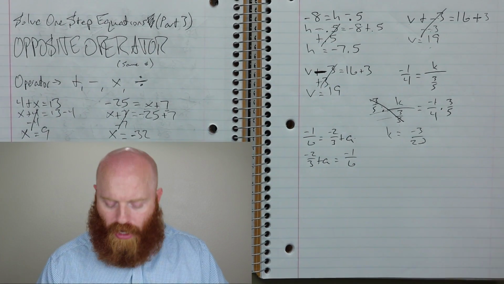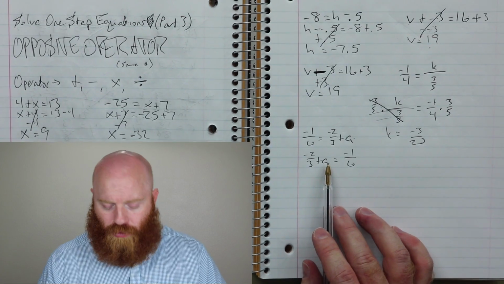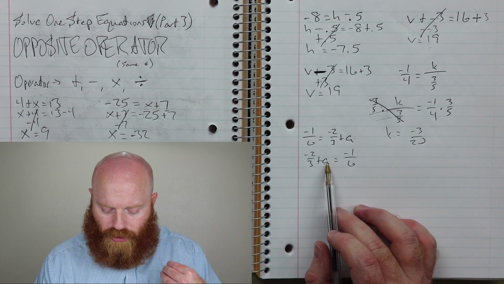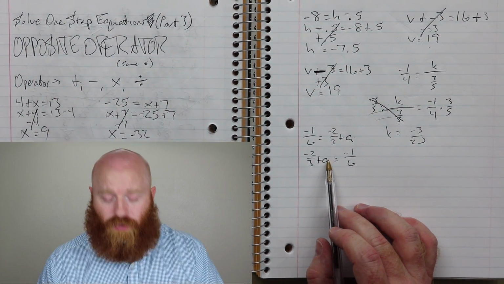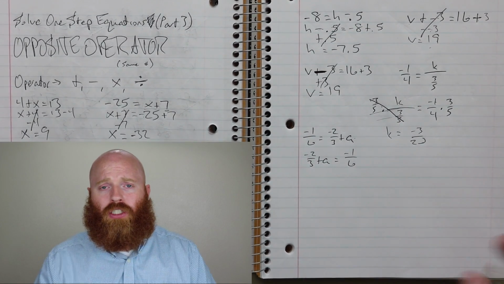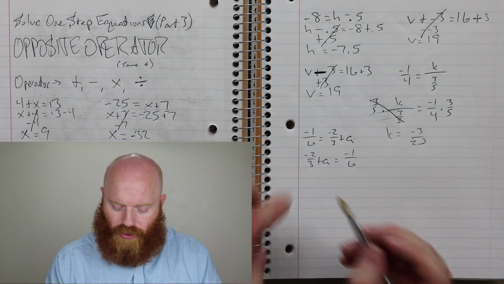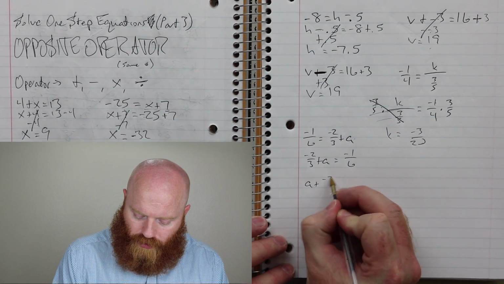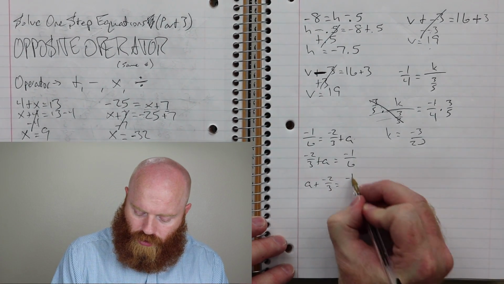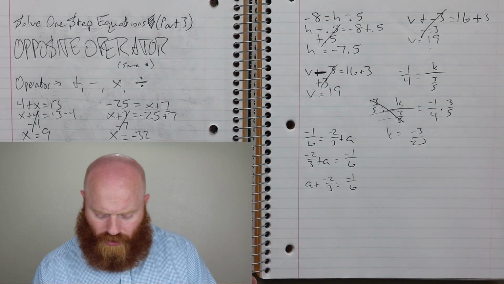Still got a problem. I can't solve this. Well, I mean, I can, but I'm not going to. I can't solve this unless the a is all the way on the left. So I'm going to use the commutative property of addition. I'm going to switch those two. Instead of -2/3 plus a, I'm going to go a plus -2/3 equals, this still is -1/6. That doesn't change.